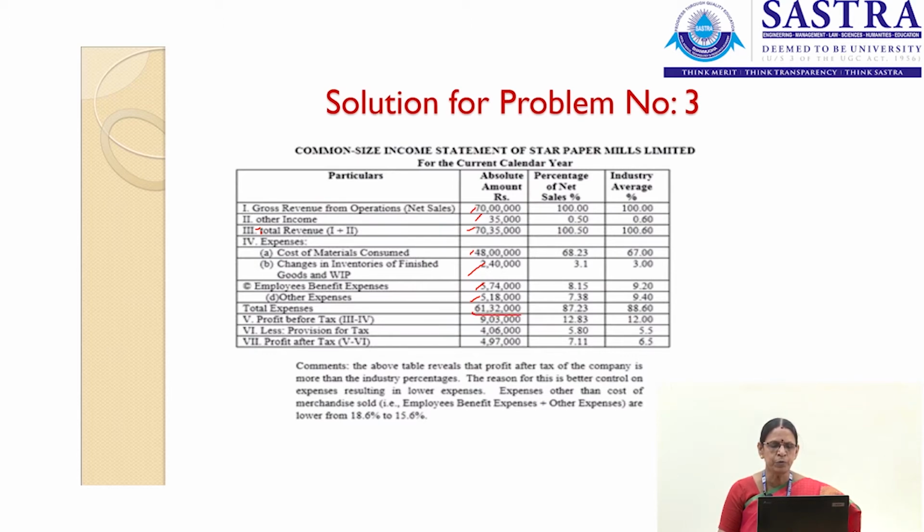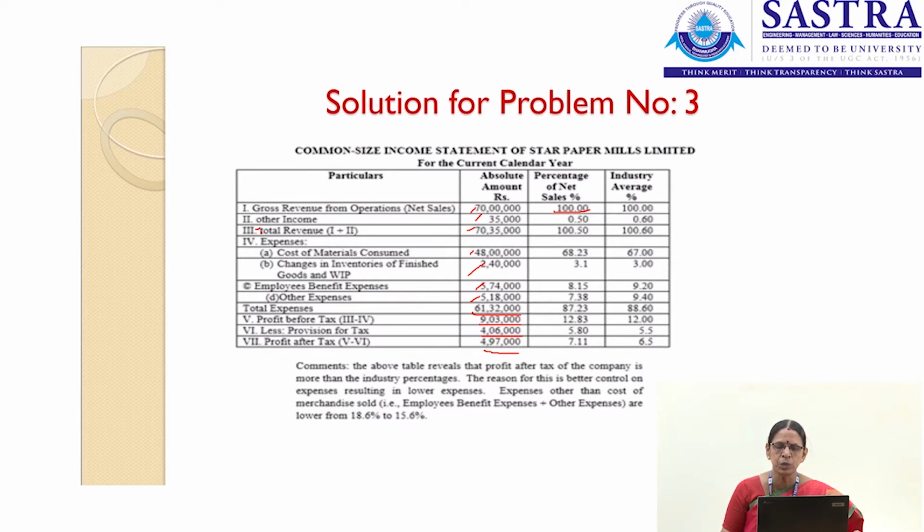Then profit before tax, that is all your incomes minus your expenses. That is 70 lakhs 35,000 minus 61 lakhs 32,000. That will give you 9 lakh and 3,000. Now provision for taxes is deducted, that is 406. We will get profit after taxes of 4 lakh 97,000. Now we are going to take the sales for the year as 100. As usual, we are converting all the items in relation to the sales.